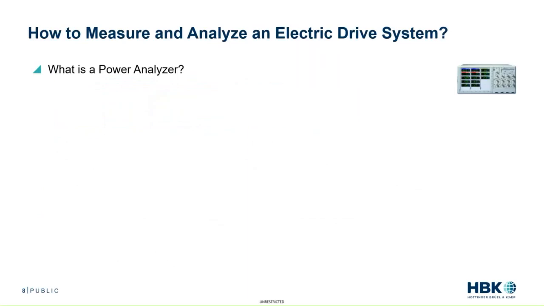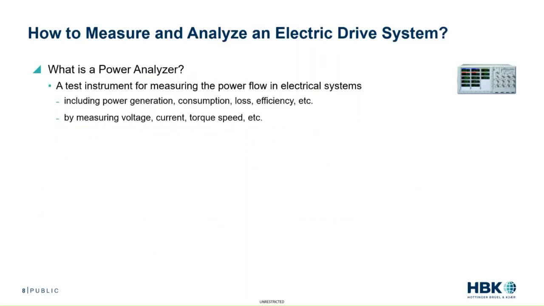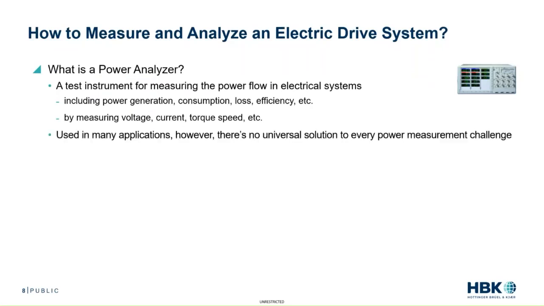So how do we go about measuring and analyzing an electric drive system? Often one will use a power analyzer, basically a test instrument for measuring the power flow in electrical systems. Could include power generation, consumption, loss, efficiency, and traditionally measuring voltages, currents, torques, and speeds, etc. It's used in many applications. However, there's no universal solution to every power measurement challenge.